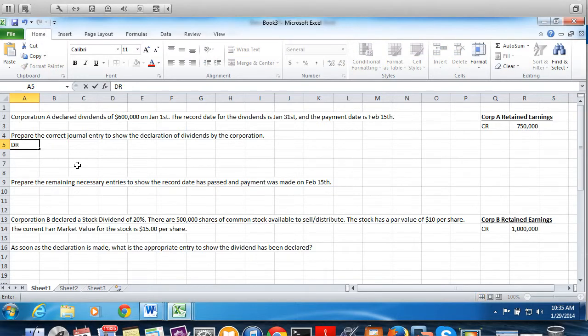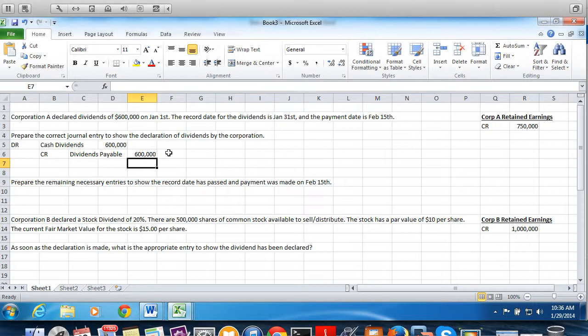we're going to debit cash dividends for $600,000, and we're going to credit dividends payable for $600,000. Okay, so basically what we've done here, this part here is going to show in the debit side what's going to happen to retained earnings, and this here shows that this is a liability because we've declared it, so we now are going to owe that to the shareholders.